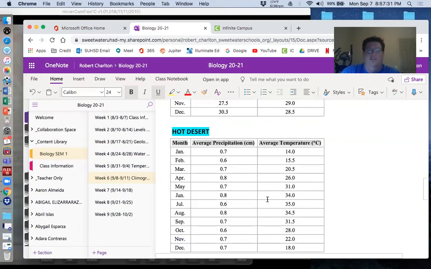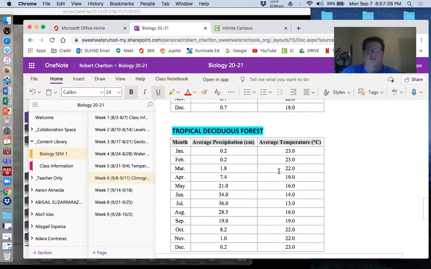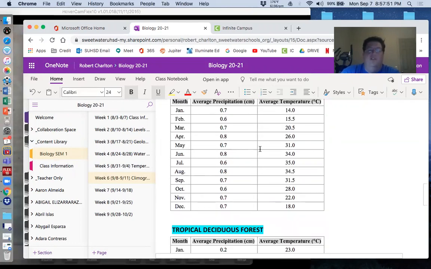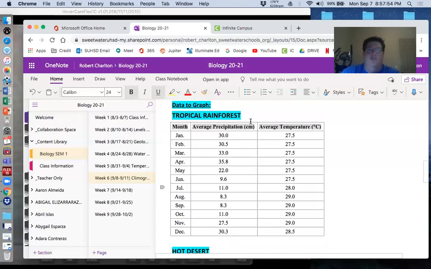Hot desert, months, rainfall. Obviously, it doesn't rain very much in the desert. And then temperature. And then the tropical deciduous forest, which has the months, and then rainfall fluctuates from almost 0 to 34 to 36, so it can change. And then the temperatures can range a little bit as well. So a climograph for this one, a climograph for this one, and a climograph for this one.